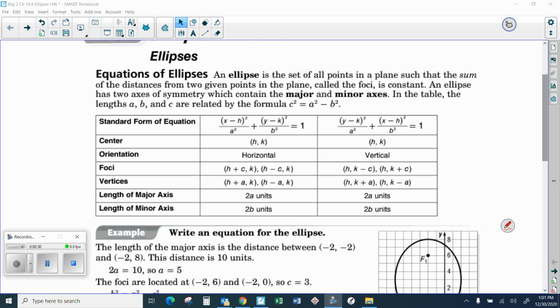Some ellipses or ovals are called elongated circles. You might have heard that before too. You stretch out a circle, and that's, quote, an oval, but the real name is ellipse. All right, so here's our standard form. They're calling it standard form again. What do you call it? Standard form, or, quote, in a way vertex form, even though it's technically not a vertex.